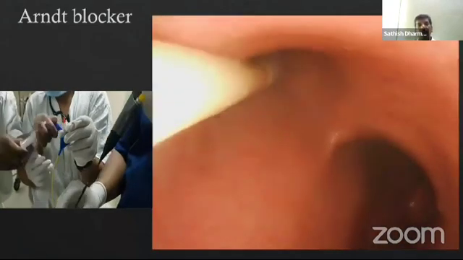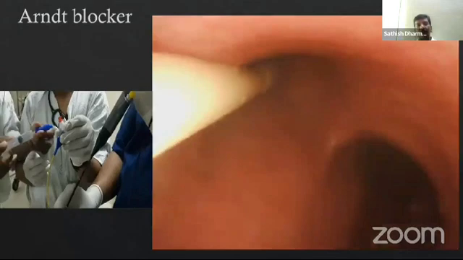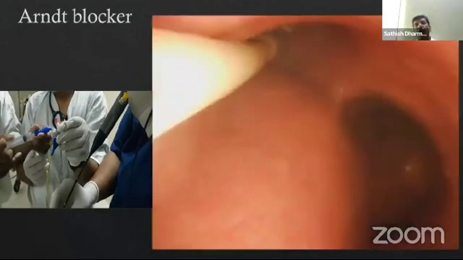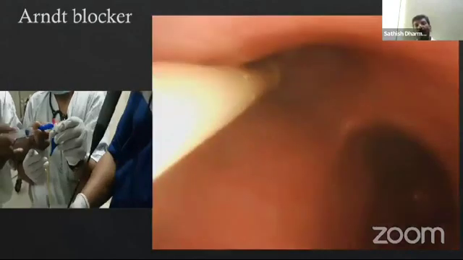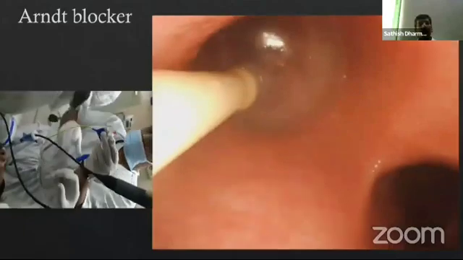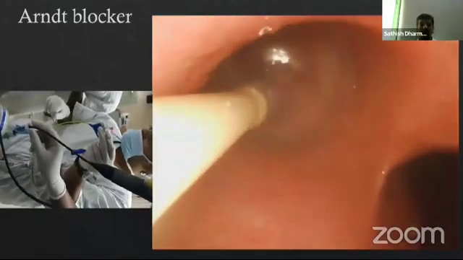So the assistant is holding it and inflating the cuff. Once it is inflated, you can see the cuff is in a fully optimal position, it is not protruding into the carina, and it is blocking the left main bronchus. So this is how the blocker should be used.